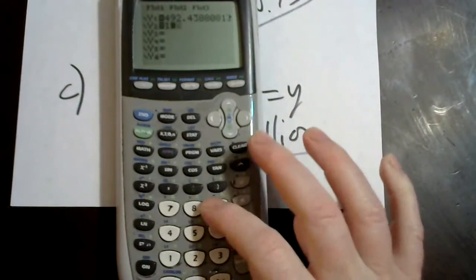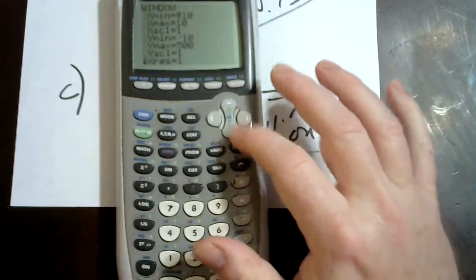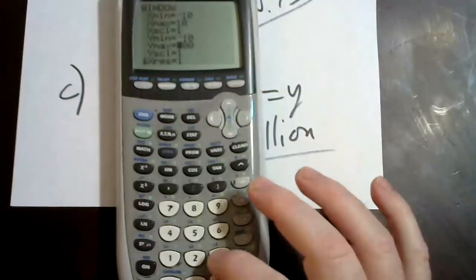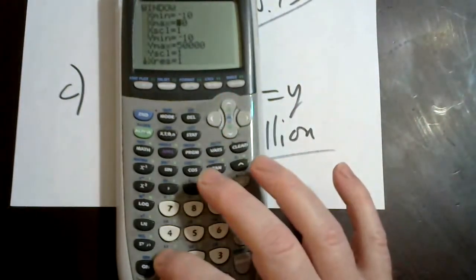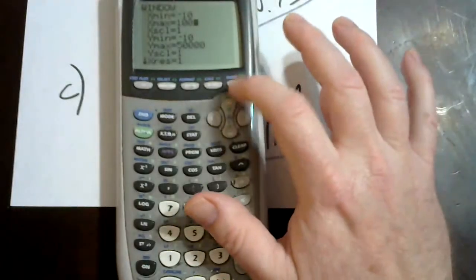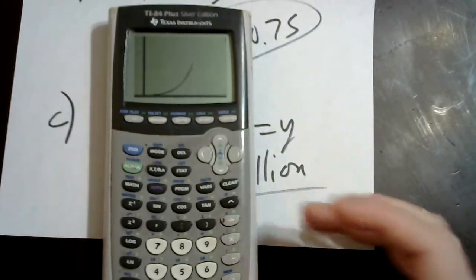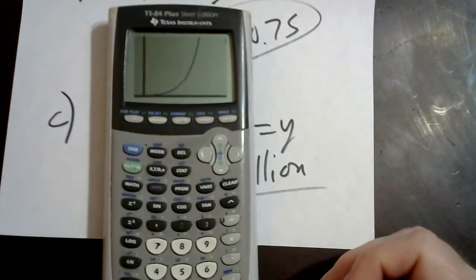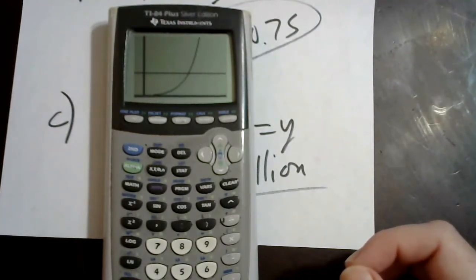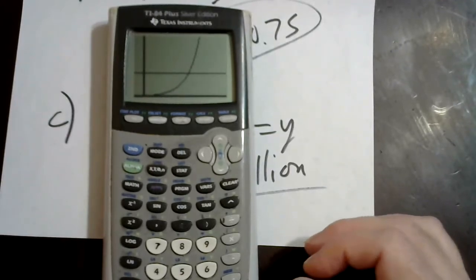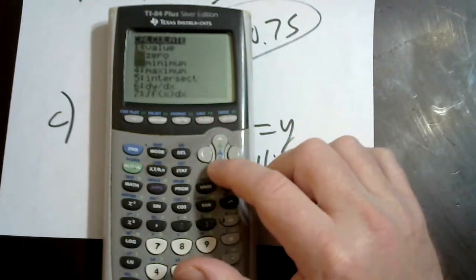So this problem is kind of involved. And I might want to adjust my window a little bit. My y max should probably be maybe 50,000. And I'm going to let my x max be maybe 100. So there's the exponential function that models the data. And there's the constant function that represents 19,000 billion, which is really 19 trillion. So what year is it? Well, go to calculate and find the point of intersection.